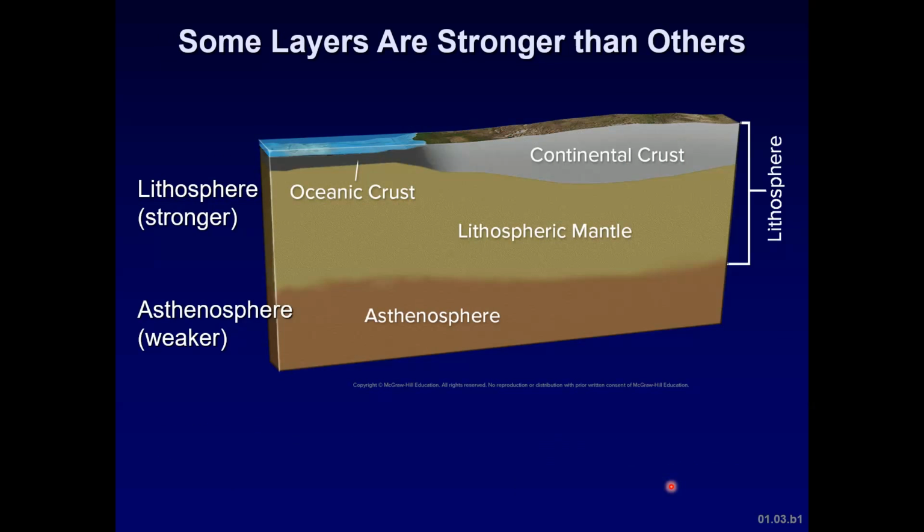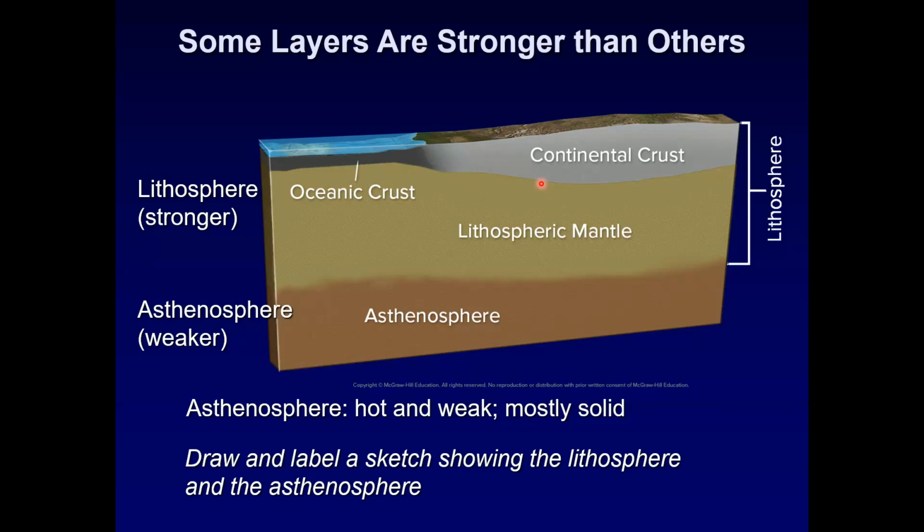But looking at the Earth's layers, some of them are stronger than others. The upper layer, we call that the lithosphere. It's stronger than the asthenosphere. The asthenosphere is hotter. It's weaker. It's mostly solid. The lithosphere includes continental and oceanic crust and the uppermost strong part of the mantle. If you want, you can draw and label a sketch of that.